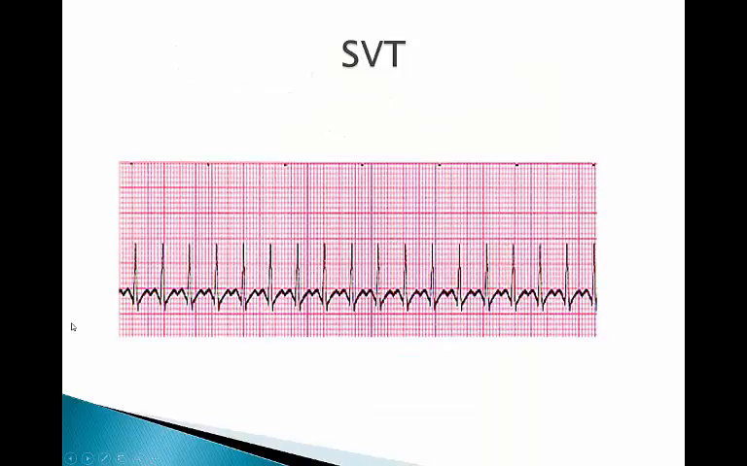So here would be a picture of SVT. Let's take a look at this, and this is a 6-second strip, so let's count. 1, 2, 3, 4, 5, 6, 7, 8, 9, 10, 11, 12, 13, 14, 15, 16, 17, 18. So 18 times 10 is 180. That's way too fast. I think the highest I've seen with SVT was 230, and let me tell you that the patient did not feel too good.